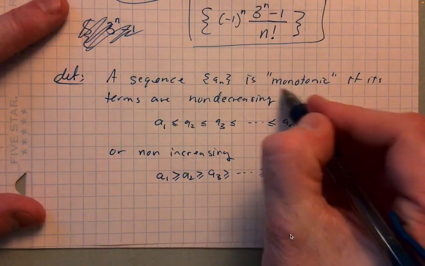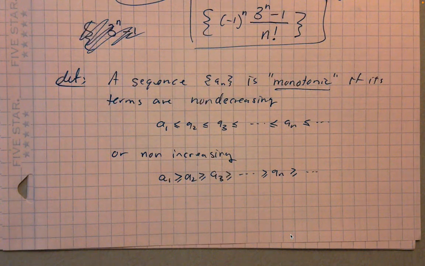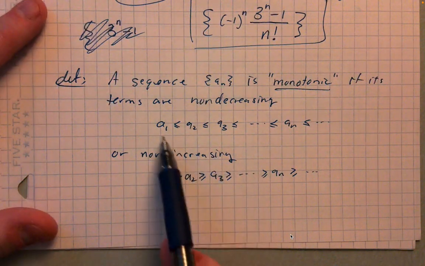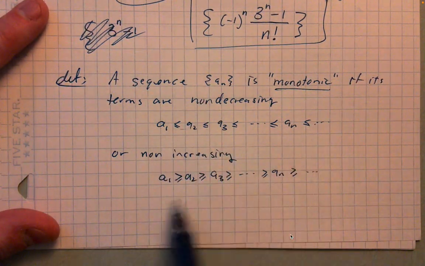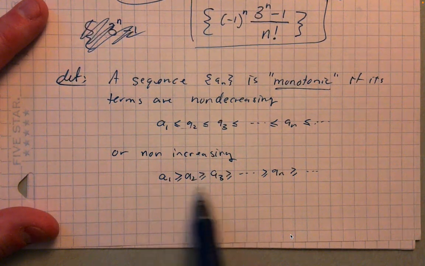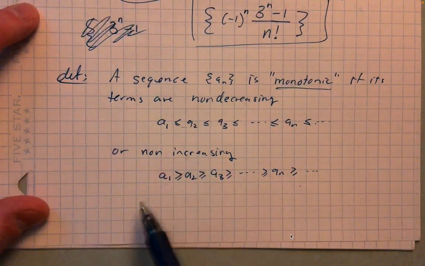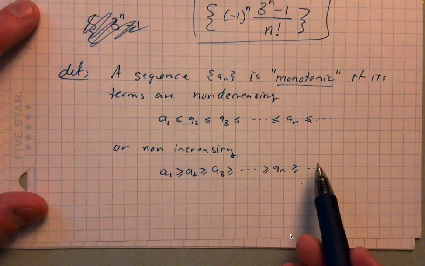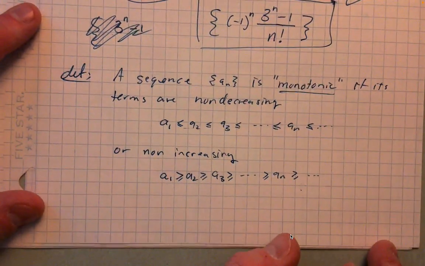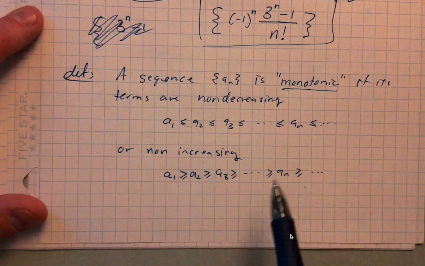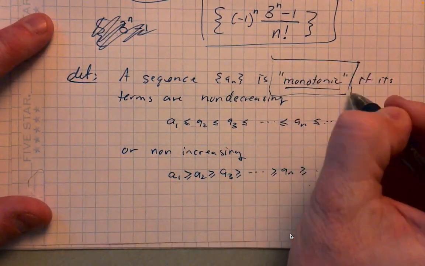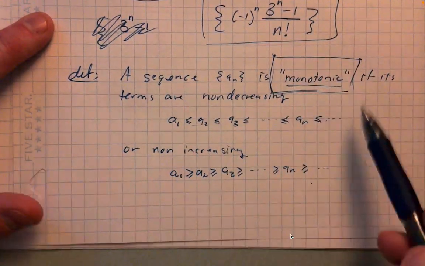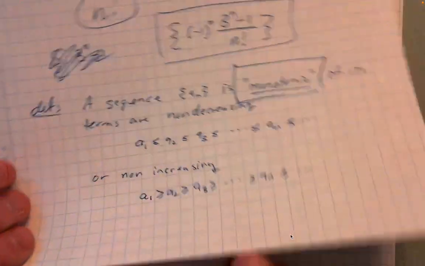Okay, so that's what we mean by monotonic, basically meaning that it just is going in one direction, right? Either the numbers are getting larger or the numbers are getting smaller, right? The terms of the sequence are getting larger or the terms of the sequence are getting smaller. Okay, so these are going to be very important, and we'll be using this going forward. Let's flesh out some examples of sequences and identify whether or not they are monotonic.